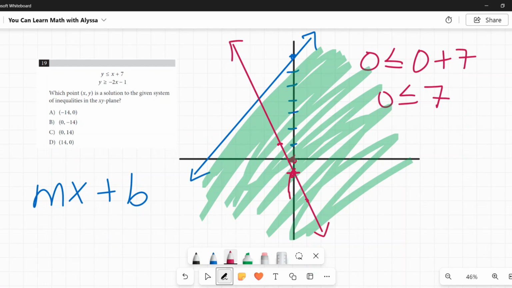Goes down 2 to the right 1. That's that negative 2. Rise over run, negative 2 over 1. Okay, now, where do I shade for this one? I'm going to use that same thing.